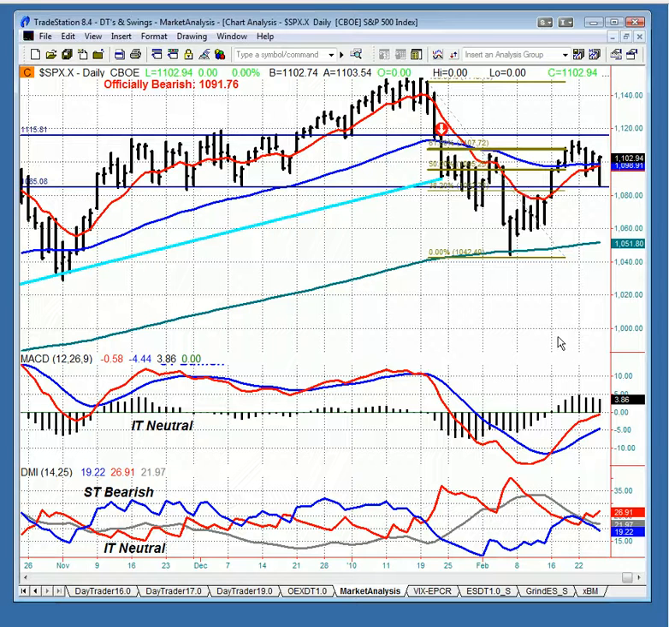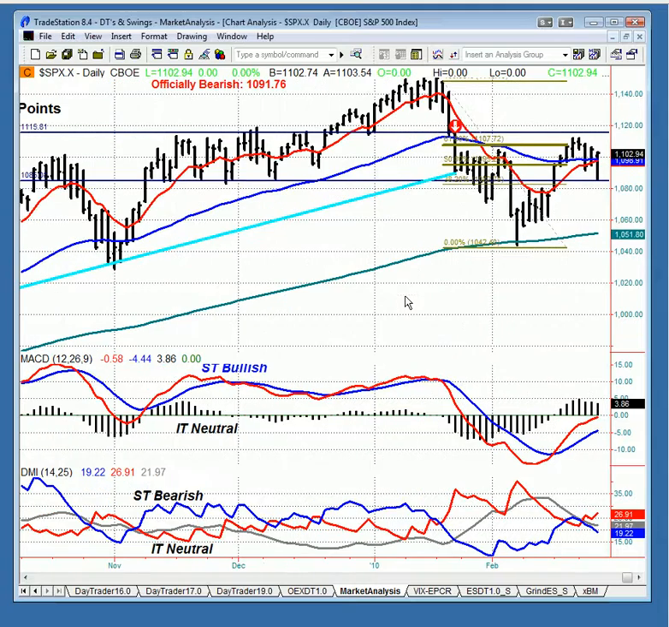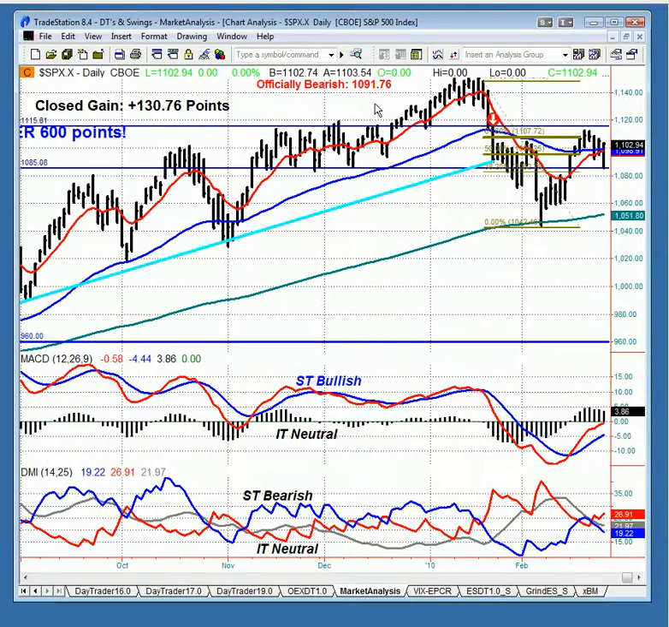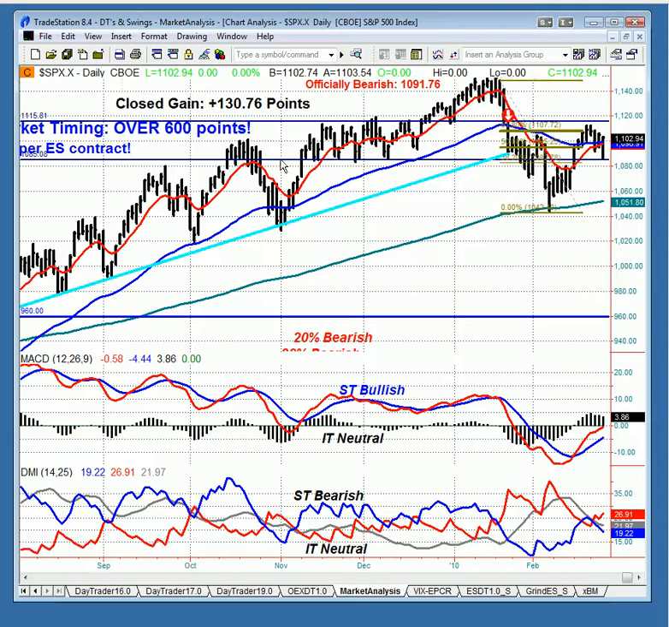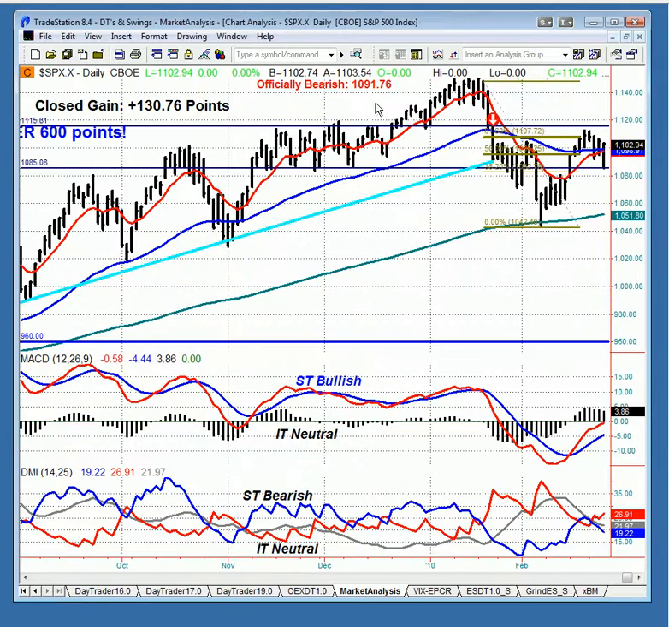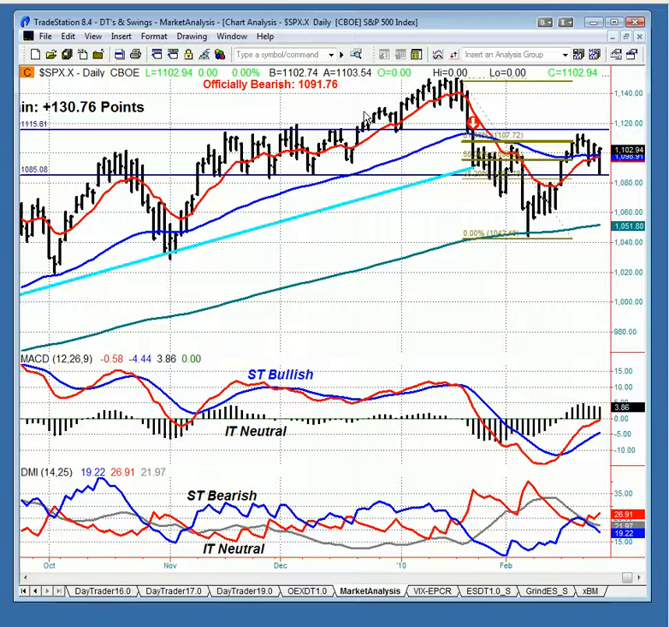From a momentum perspective, as you can see, intermediate term neutral remains the case. In the short term, bullish is the trend. For our intents and purposes, obviously, for our official market timing, we do remain bearish. Of course, that has garnered 600 points or so over the last year and a half. So officially, we're certainly still bearish, just waiting to see what the market will do.